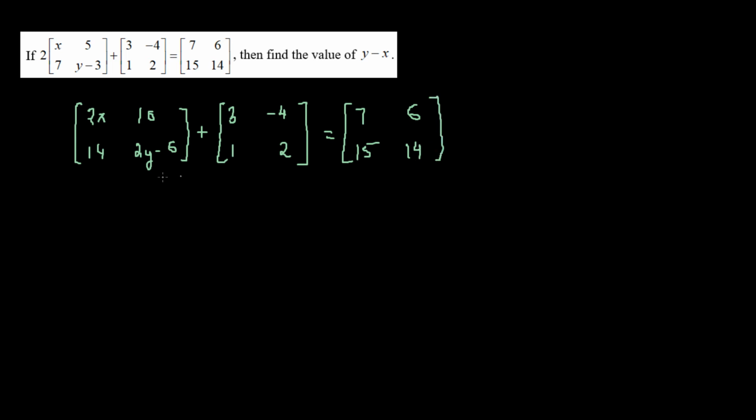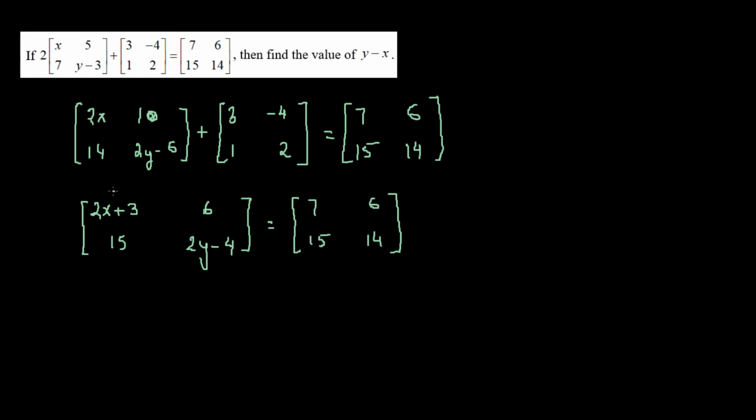Then we add the first two matrices because they are of the same order. So that should give us 2x plus 3. This is 10, so 10 minus 4 would give us 6. 14 plus 1 will give us 15, and twice of y minus 6 plus 2 would give us twice y minus 4. So this is equal to 7, 6, 15, and 14.